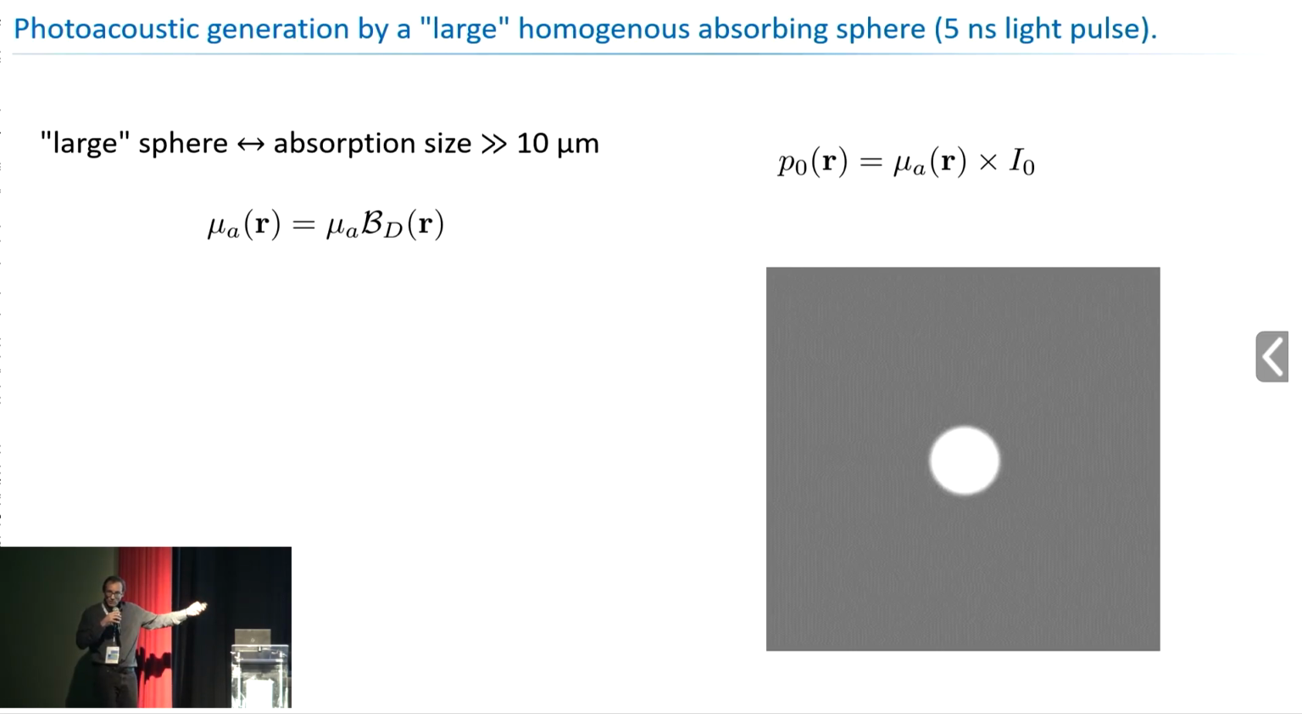You can consider homogeneously absorbing size, let's say much more than 10 micron. By the way, 10 micron is about the size of a red blood cell, about a cell, right? So this is this cutoff size.